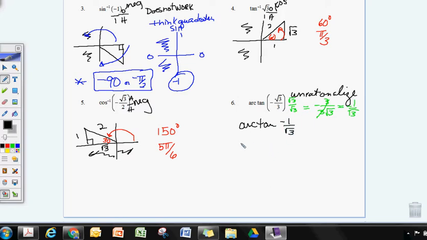Better, I can draw that out. So tangent. Tangent is found in quadrants 1 or 4. It is negative, so it's found in quadrant number 4. Tangent stands for opposite over adjacent. Opposite 1, adjacent root 3, hypotenuse is 2. That means that this is a 30-degree angle.